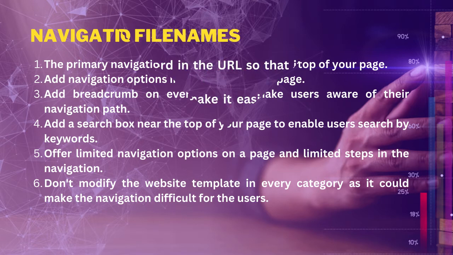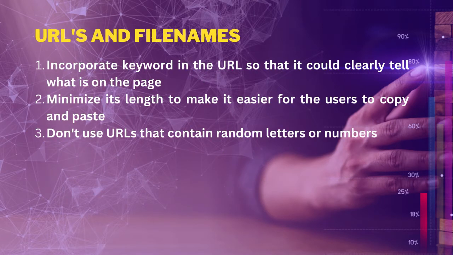Third one is URLs and file names. URLs should be SEO optimized so that the search engines can easily identify them. There are a number of ways to optimize a URL, such as incorporate keywords in the URL so that it could clearly tell what is on the page. Second one is minimize the length to make it easier for the user to copy and paste. And the last one is do not use URLs that contain random letters or numbers.